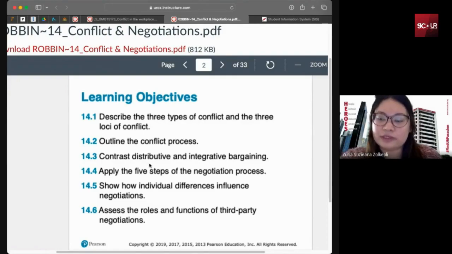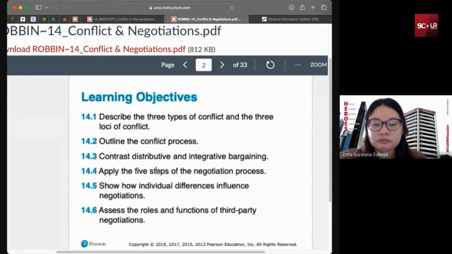Conflict will happen, but we don't want it to linger around in the workplace, because too much conflict can lead to low work performance, and then after that you will have low team engagement. It will drain the employees' morale and so on.